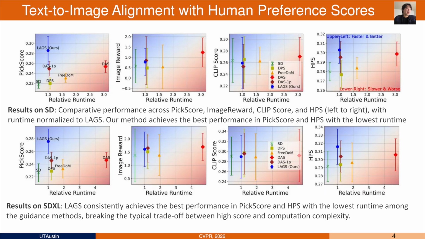Next, we apply LAGS to text-to-image generation. Here, the base model is Stable Diffusion, or SDXL, and the weight function is a PickScore, which is a human preference score. The x-axis is relative runtime, and the y-axis is an evaluation score. So the best region is the upper left, high score and low runtime. And across both SD and SDXL, LAGS achieves the best PickScore and strong HPS, while also having the lowest runtime among guidance methods.